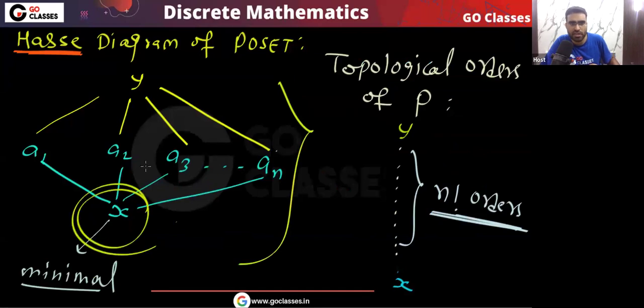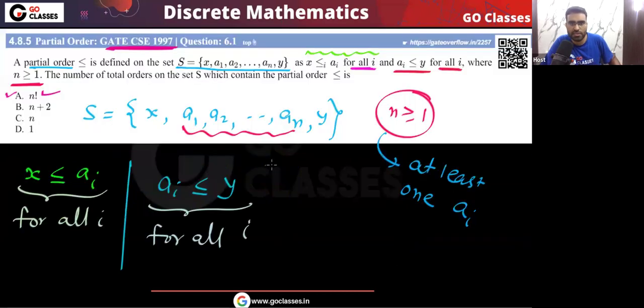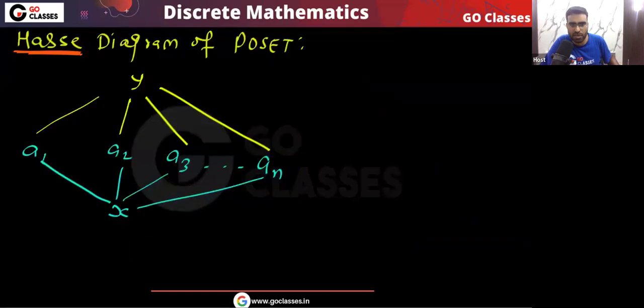From this Hasse diagram, you can see there are n factorial topological orders. You start with the minimal element x, then these elements you can put in any order, and at last there will be y. So n factorial topological orders are possible. That is the answer for this question. Answer will be option A. Is this crystal clear? Everything that we have seen in this lecture.